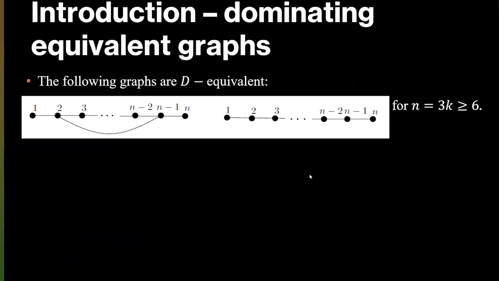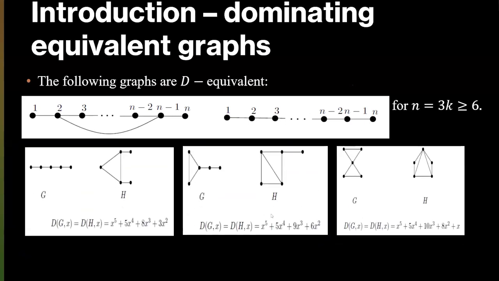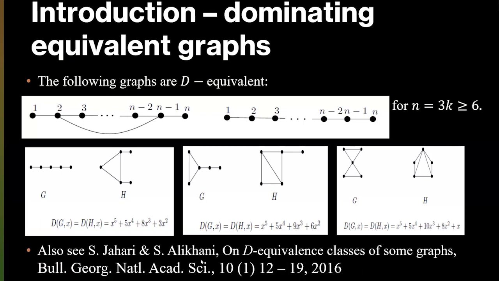Alikhani also proved that these two families of graphs are D-equivalent. One is a path and the other is a path with one certain edge added. They also show that these 3 pairs of non-isomorphic graphs have the same domination polynomial. One of the newer papers on this equivalence class is from 2016.